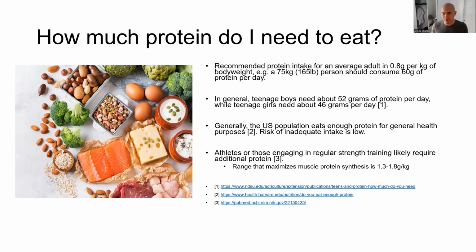Generally, the United States population eats enough protein for general health purposes. The risk of inadequate intake from the health perspective is relatively low in industrialized countries like the United States. But as a caveat to that, athletes or those engaging in regular strength training likely require additional protein to support those endeavors. The range that I've seen in the literature, and there's a source for that, the range that maximizes muscle protein synthesis is about 1.3 to 1.8 grams per kilogram of body weight. So that's just a range there.